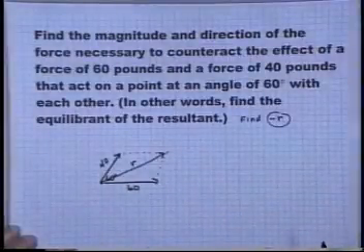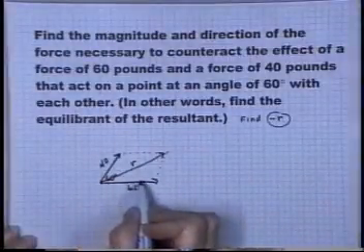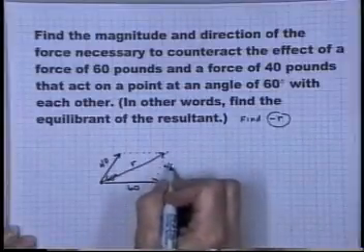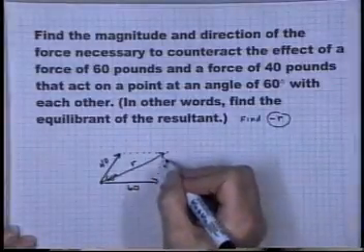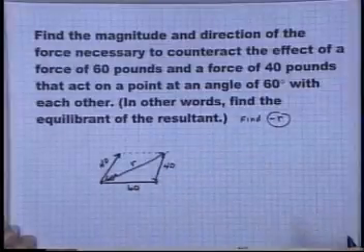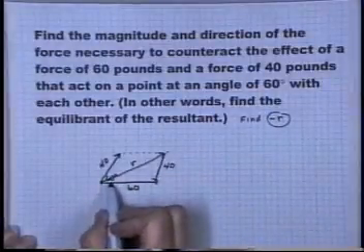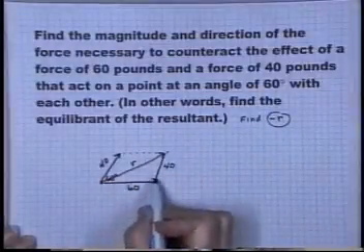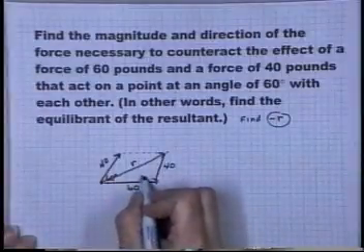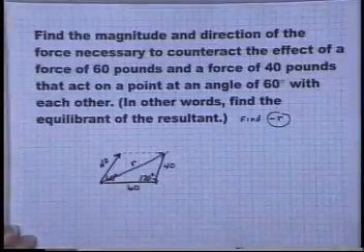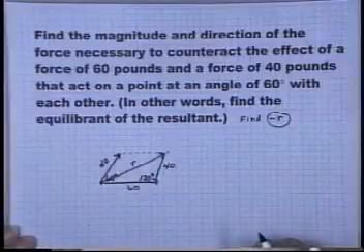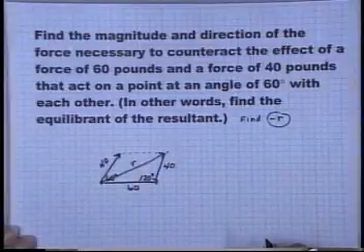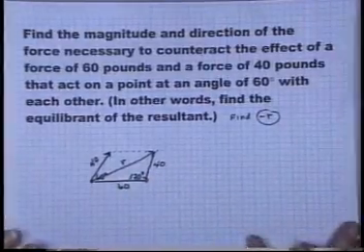So as we've done in previous problems, the side opposite has the same length. So this side over here is 40. Let me close that off. If this angle is 60 and these two angles are supplementary, then this angle is going to be 120 degrees. And we can use the law of cosines again to help us find the magnitude of R.